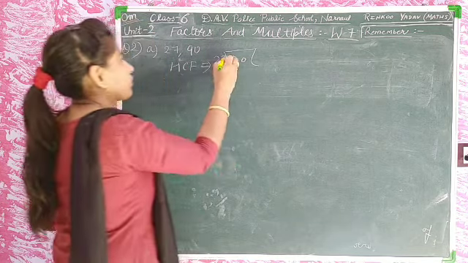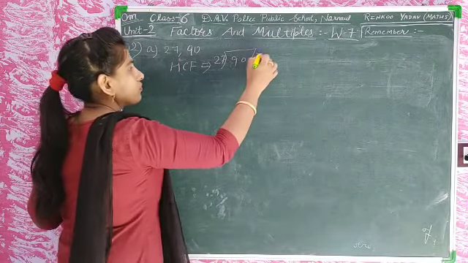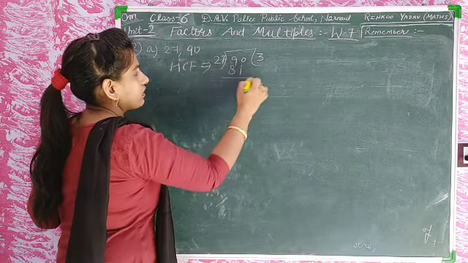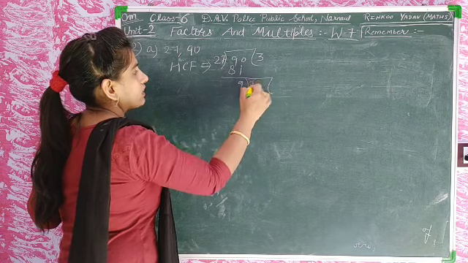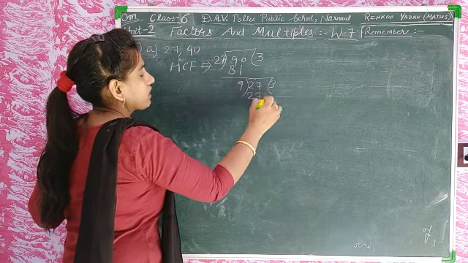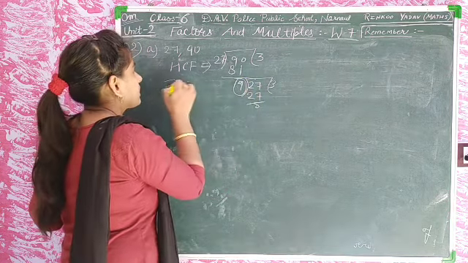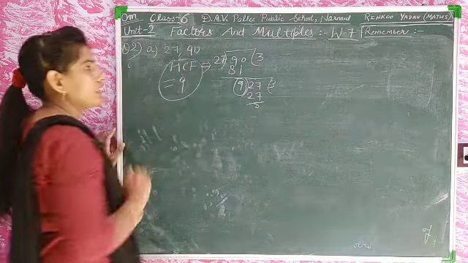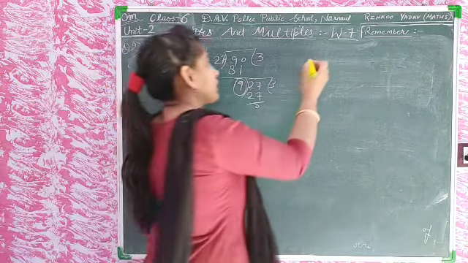90 divided by 27. 27 times 3 is 81, the remainder is 9, and this is the 27. 9 times 3 is 27. So we get the HCF as 9 here. Now we will find the LCM.